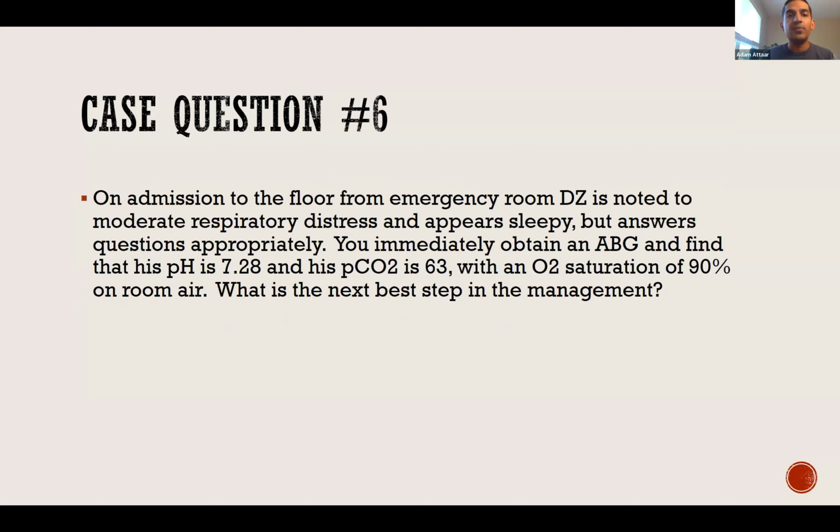Okay, case question number 6. Finally, your patient is now brought up to the floor from the emergency room, but he's looking worse. He is now in moderate respiratory distress and appears sleepy, but he's still able to answer questions appropriately. You obtain an ABG and find that the pH is 7.28, his PCO2 is 63, and his oxygen saturation is about the same as before at 90% on room air. What would be your next best step in management?